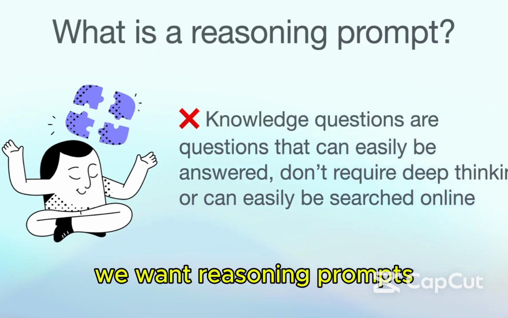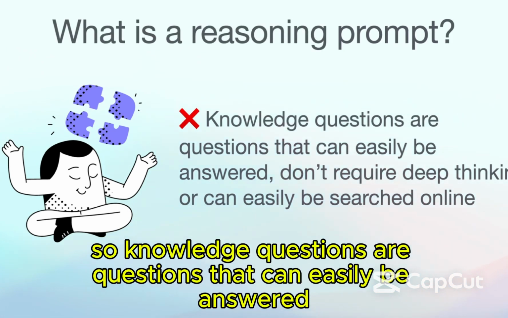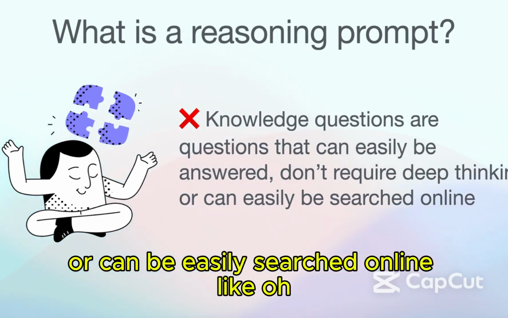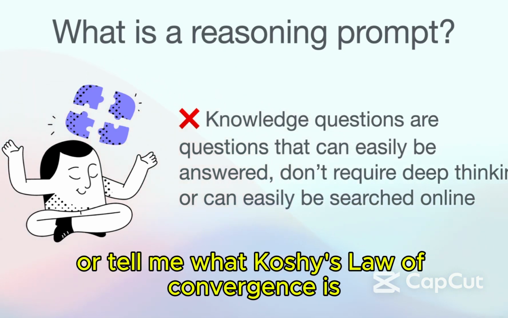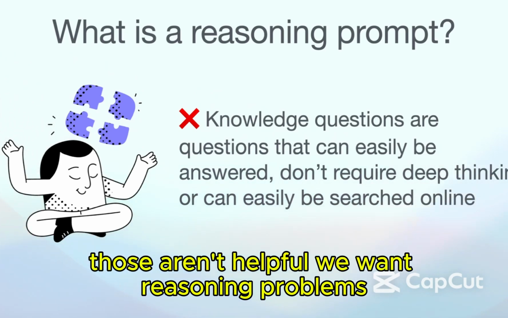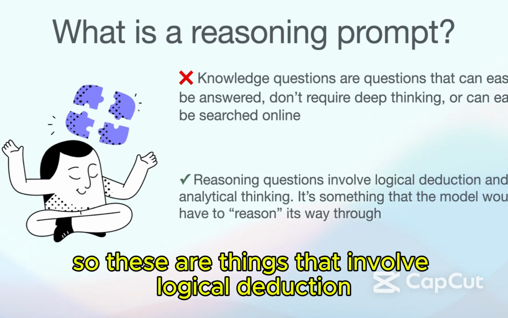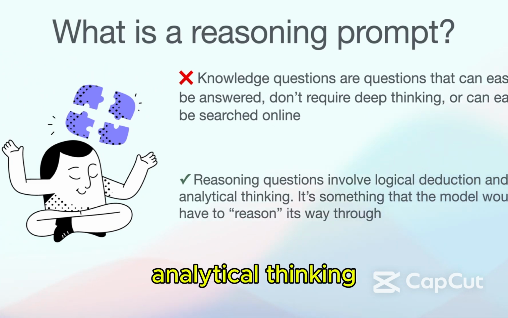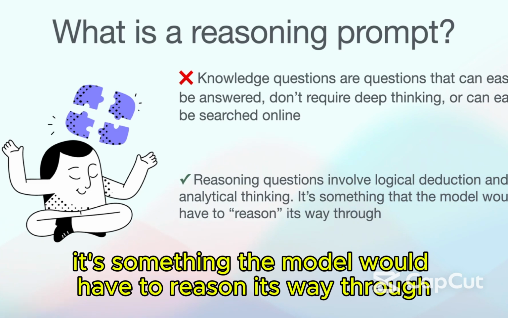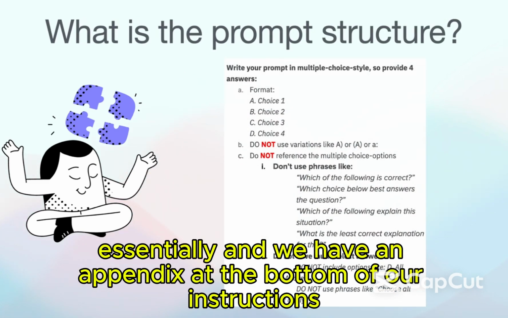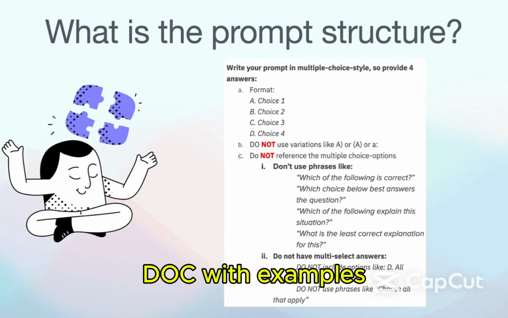And we want reasoning prompts. Knowledge questions are questions that can easily be answered, don't require deep thinking, or can be easily searched online. Like, oh, explain what photosynthesis is to me or tell me what Cauchy's law of convergence is. Those aren't helpful. We want reasoning problems. These are things that involve logical deduction, analytical thinking. It's something that the model would have to reason its way through, essentially. And we have an appendix at the bottom of our instructions doc with examples.